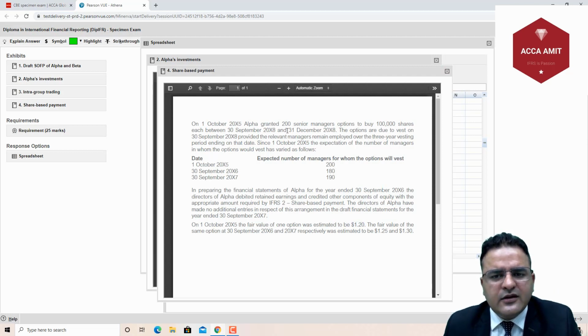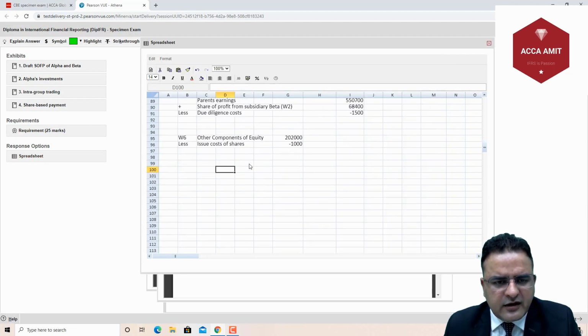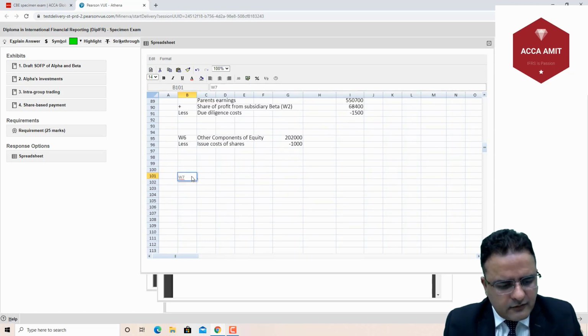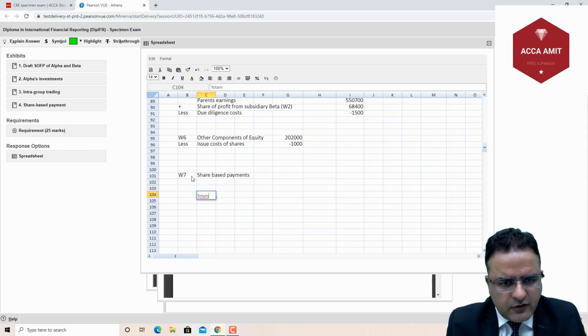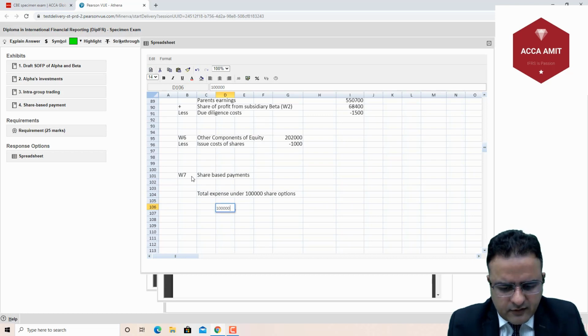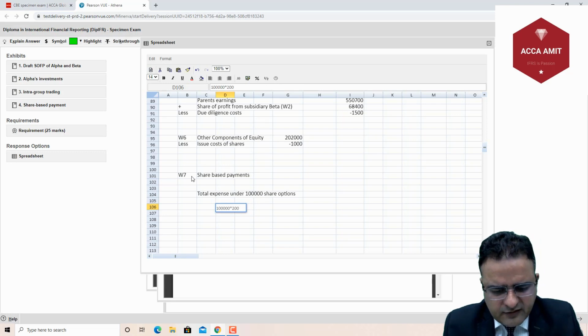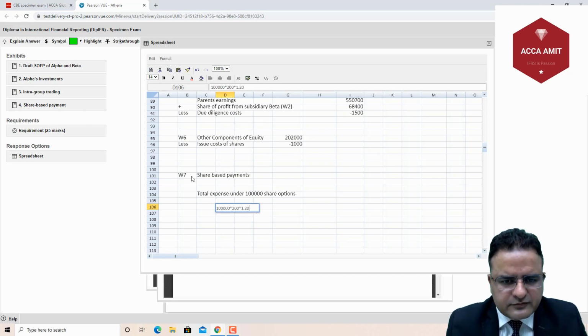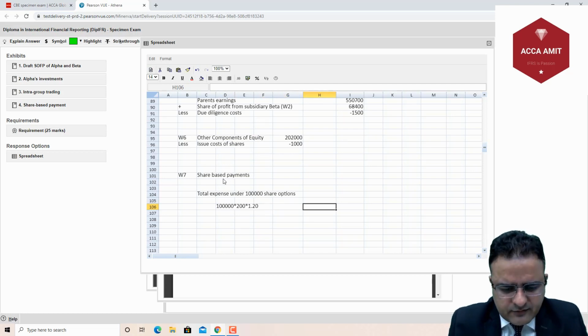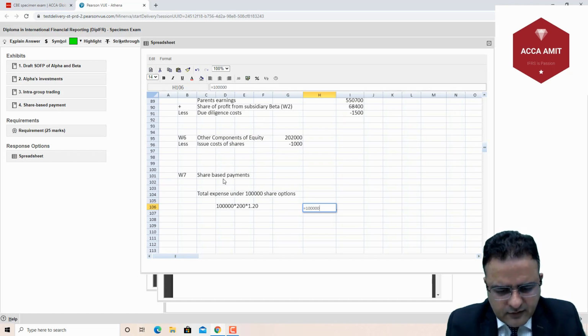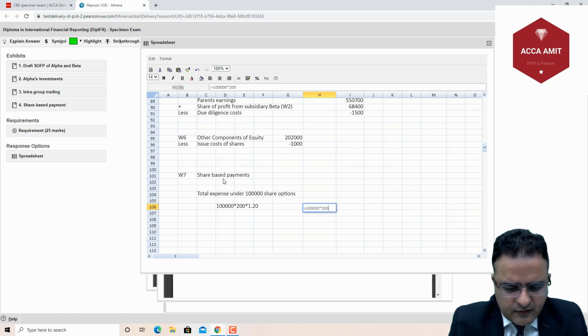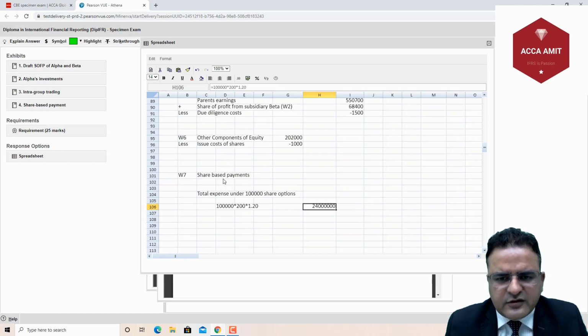There are 100,000 share options, 200 senior managers. So the total cost of share options will have a working note number 7 for dealing with share-based payments. Total expense under 100,000 share options, that is 100,000 into 200 senior managers, and the price of each is 1.20. This is the cost, 100,000 into 200 into 1.20. This is the total cost for 3 years.